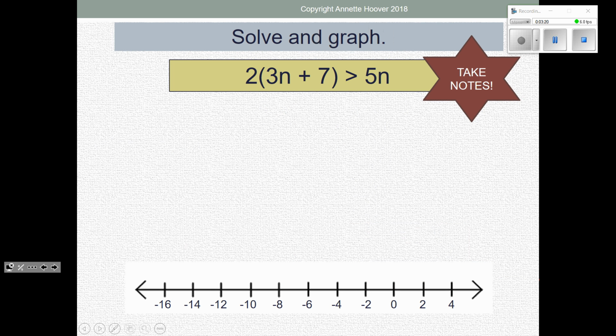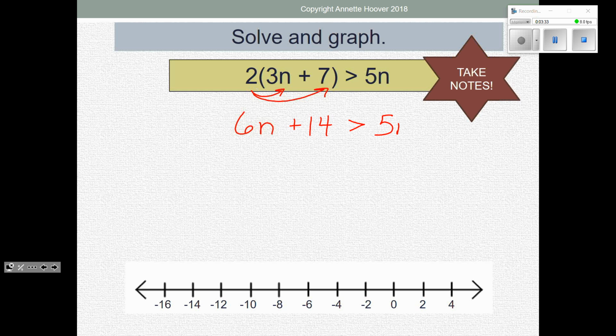This is an example just like it. Again, we have the distributive property. So we're going to go 2 times 3n. That will give us 6n. Then we have 2 times 7, which is 14. All of that is greater than 5n.